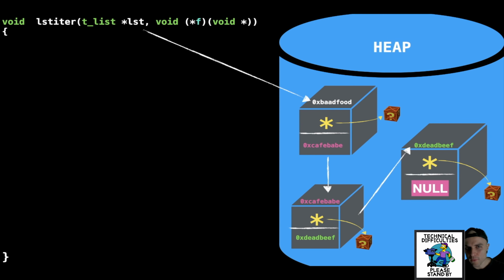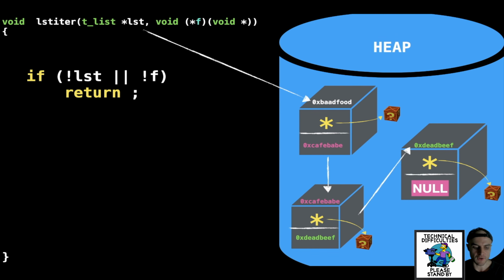Okay, now we have the function list iter, which is basically a function that will apply the function f to every node of the linked list. As you can see, we have a pointer to the first node of the linked list, which is the beef node. And now we're going to do that. So what is going on here? Well, first of all, I'm going to say if not list or not f, basically if these are null pointers, we don't care, we go back.